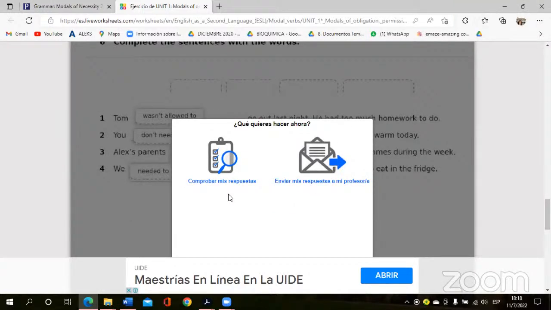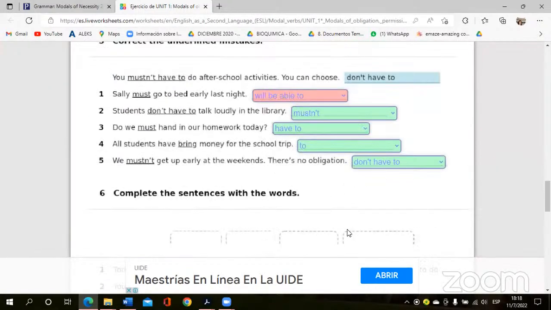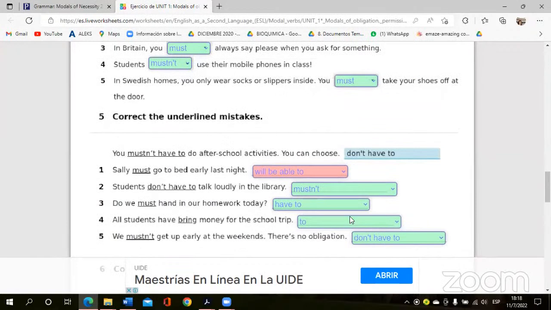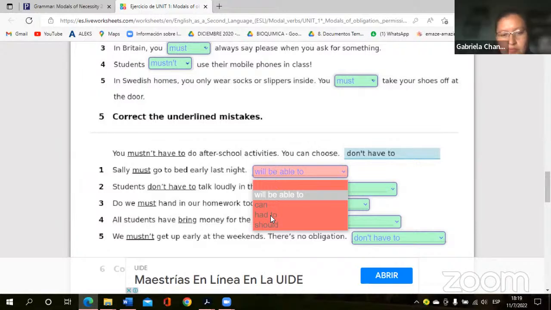Ok, Chris. Vamos a comprobar mis respuestas. Yes, okay. Everything's okay. In number 1, the correct one couldn't be will be able to, because this is future. But if we read the whole sentence, in the complement we are using last night. So this is a complement in past, right? So the correct one has to be, which one? Had to, right? Yes, that was correct.